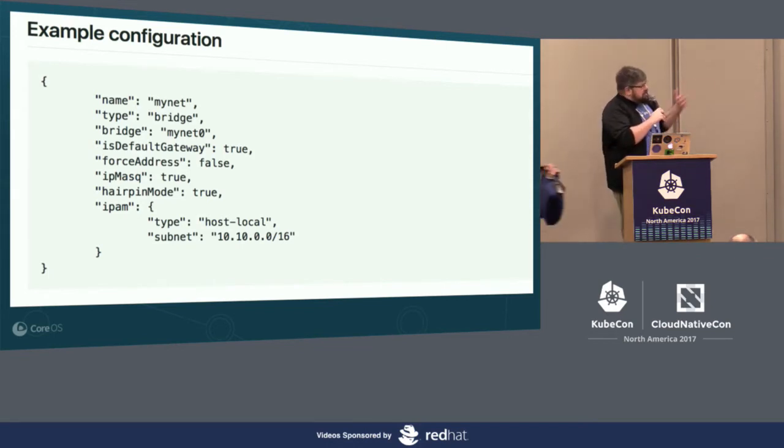And this is an example of what a configuration file would look like for the bridge plugin for CNI. Normal stuff we're used to messing around with when it comes to networking, nothing too complicated.